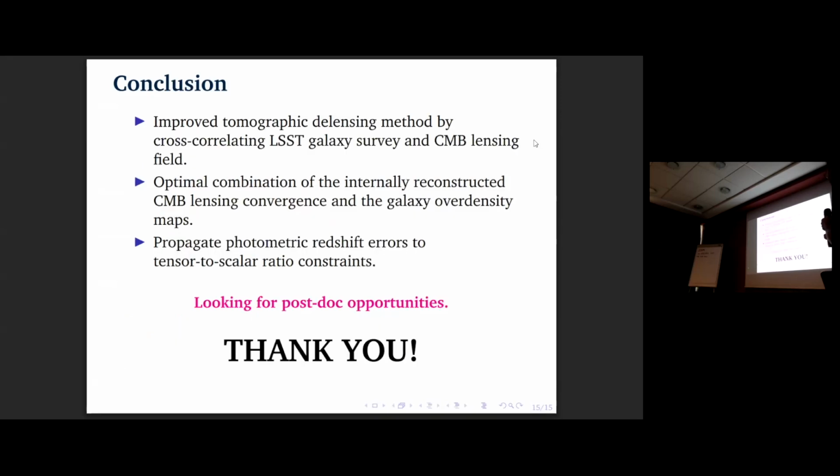With that, I'm going to put the conclusion slides here. So we tried to get the optimal delensing, and we are now starting to propagate the photometric redshift errors.